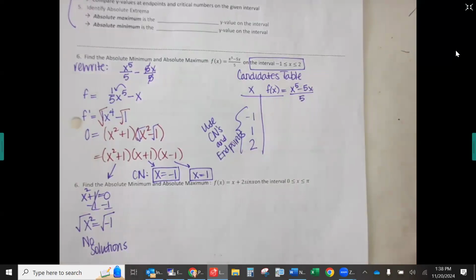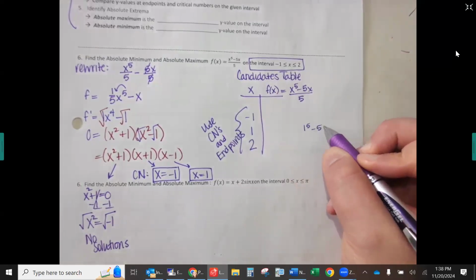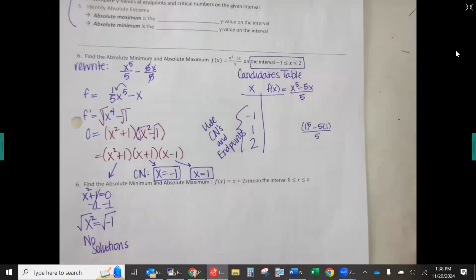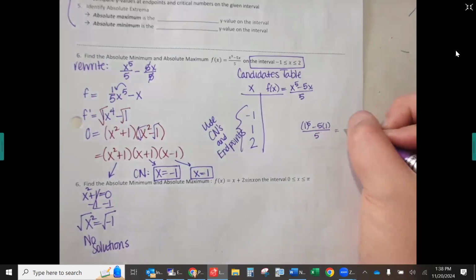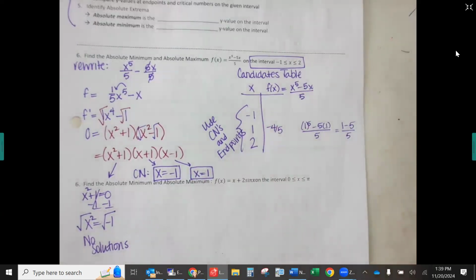1, because 1's easy. I'm going to do 1 to the 5th minus 5 times 1 over 5. What is 1 to any power? 1, and then 5 times 1 is 5. What's 1 minus 5? -4. And then over another 5 would be -4 over 5. So put your y value right there next to its partner, we plugged in 1.